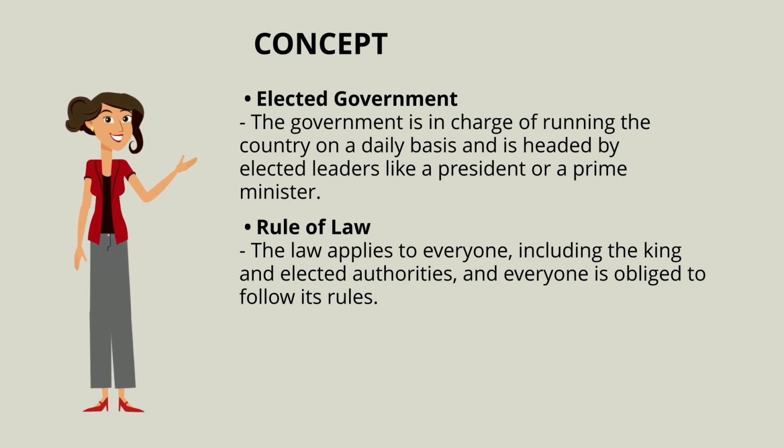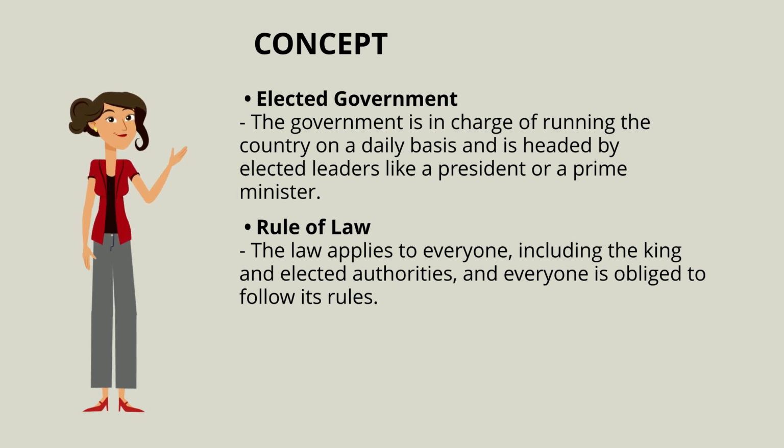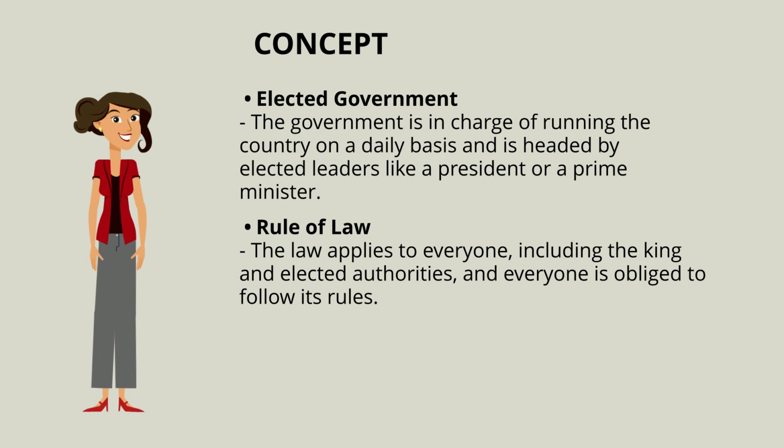Elected government. The government is in charge of running the country on a daily basis and is headed by an elected leader, like a president or a prime minister. Rule of law. The law applies to everyone, including the king and elected authorities, and everyone is obliged to follow the rules.